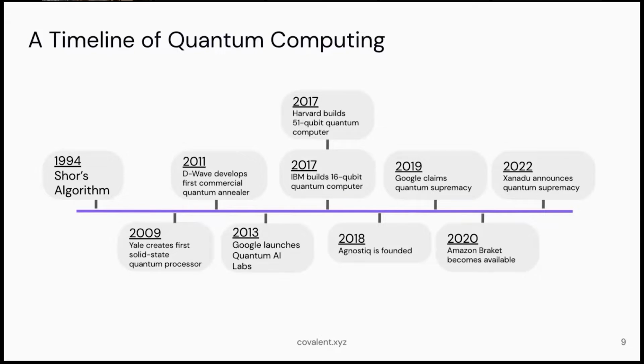And just this year, Xanadu announced a quantum supremacy claim, similar to the Google claim, where looking at a sort of narrow application, it looks like quantum computers are able to do something that classical computers can't do on a reasonable timescale.